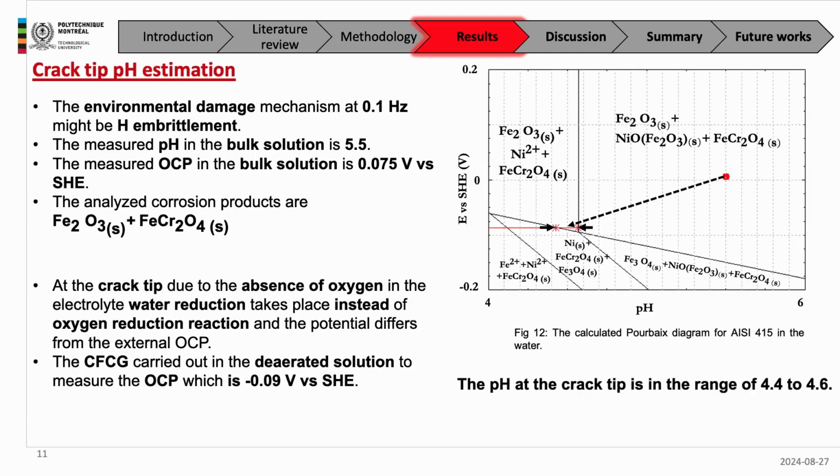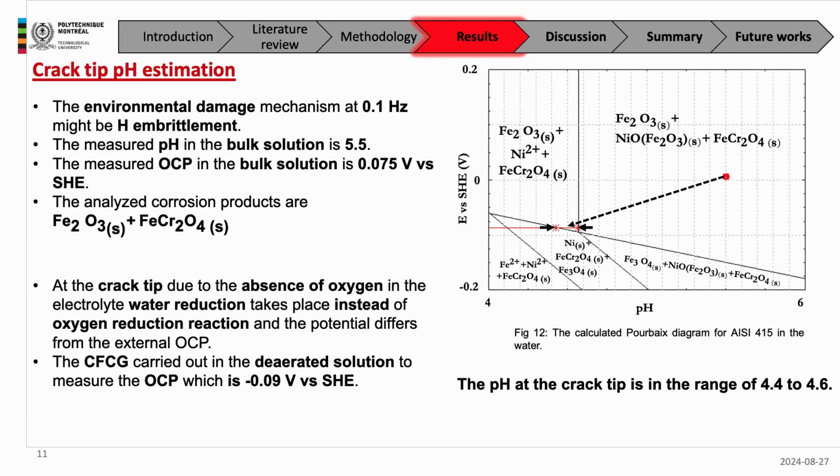So we have plotted the Pourbaix diagram with Faxate software. Based on the measurement of the bulk solution for the pH and potential, you can see that this red dot shows the electrochemical parameters that we have measured in the bulk solution. Based on the thermodynamic predictions, we should have iron oxide, the corundum FeCr2O4, and NiO Fe2O3.